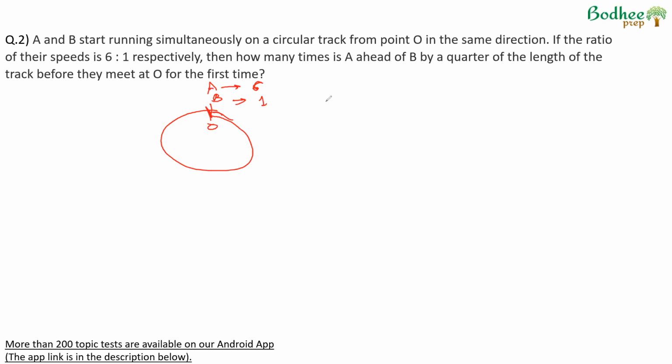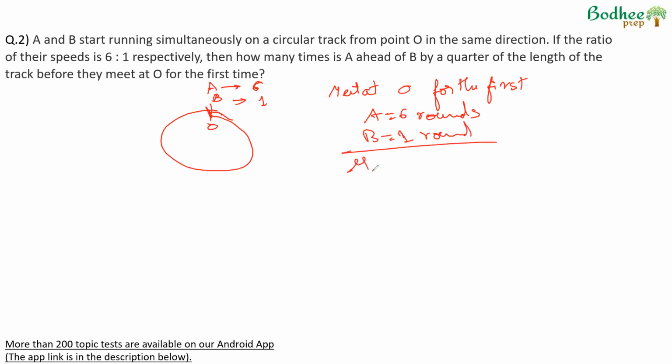Now, when they meet at O for the first time, A would have done 6 rounds, B would have done 1 round because the ratio of speed is 6:1. Therefore, the number of meetings that they will have in the same direction will be 6 minus 1, which is 5.